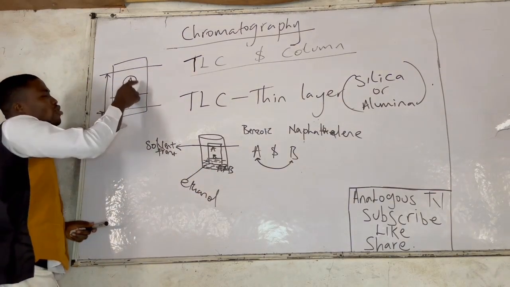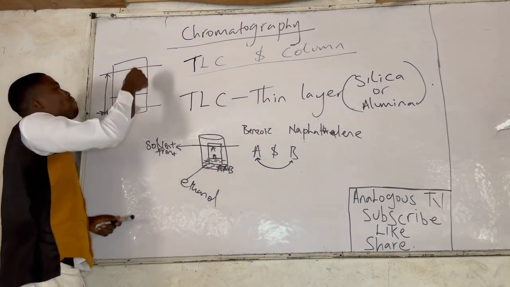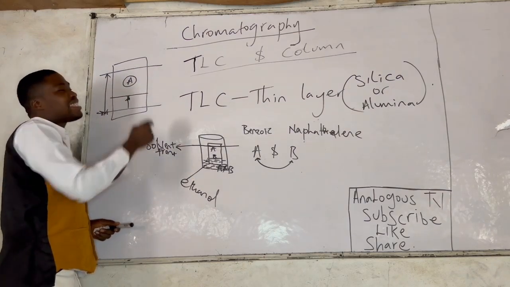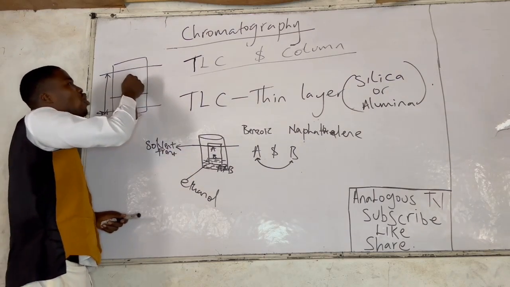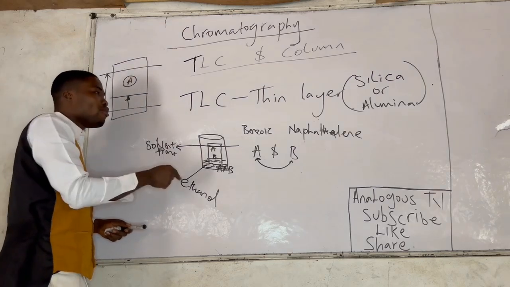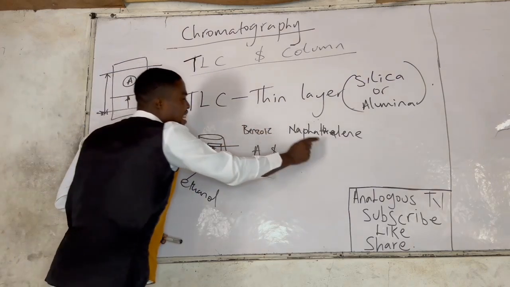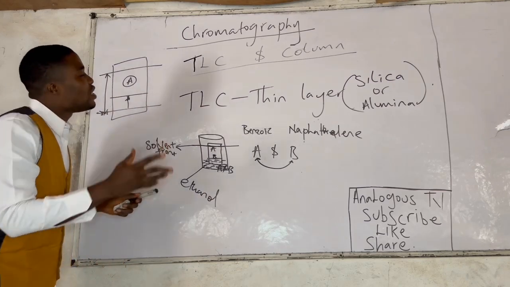Because A is more soluble in ethanol, it will be less adsorbed by the thin layer. It will not be strongly adsorbed by the thin layer because it is very soluble in ethanol compared to naphthalene. That's how we work on the thin layer.